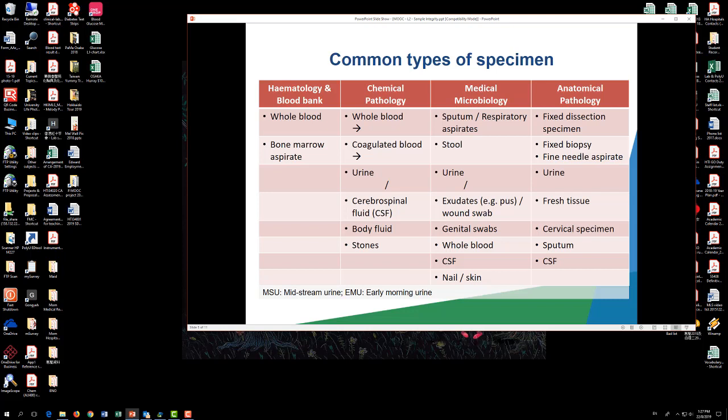In the previous lesson, we introduced 4 main disciplines in the pathology lab, which are hematology and blood bank, chemical pathology, medical microbiology, and anatomical pathology. In these laboratories, there are some common types of sample. For example, in blood bank, we use whole blood and bone marrow aspirates. In clinical chemistry, we also test blood, but we will centrifuge it and collect.